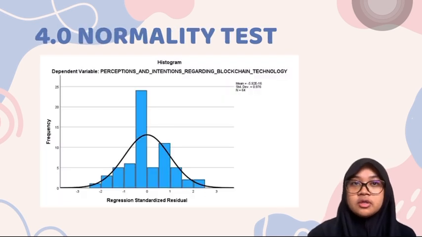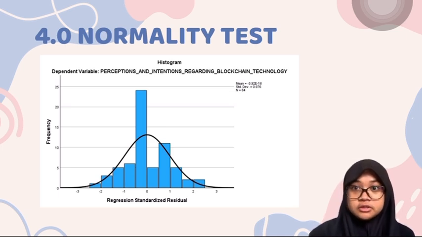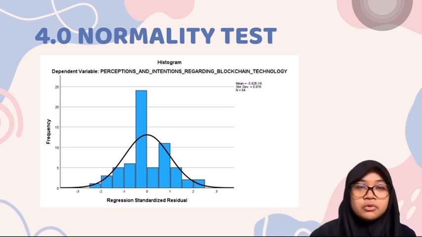The next part is normality tests. In normality tests, the residuals are the differences between the actual and predicted values in the regression model. The bell-shaped curve suggests the residuals follow a normal distribution, which is important for linear regression. The mean of the residuals is very close to zero, showing no significant bias in prediction. With a standard deviation of 0.987, there are no unusual outliers or skewness, supporting the assumption of normality.